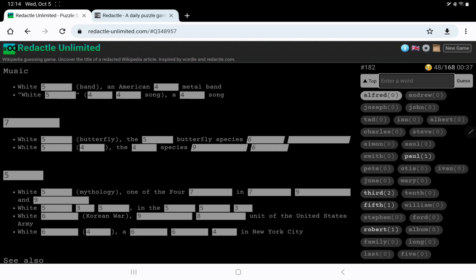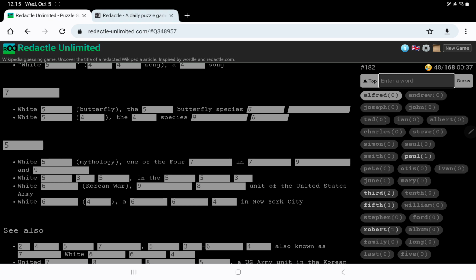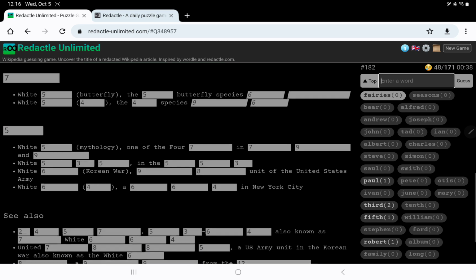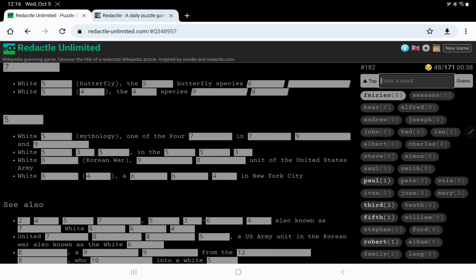It's a metal band, it's a song, it's a butterfly, it's some kind of species of 4. Is it a bear species? No, I think it would say species of bear, wouldn't it? I think. White walkers, no, one of the 4. 7 is the 4 seasons. No, the 4. Fairies. No, 4. Maybe it's some abstract thing like the Furies or the Muses. In 7, 9.